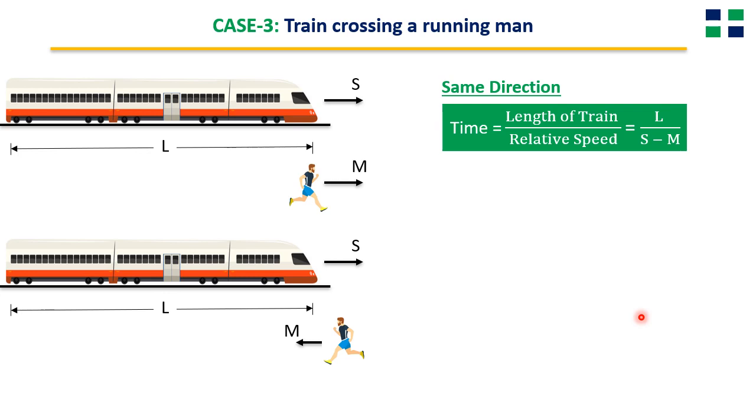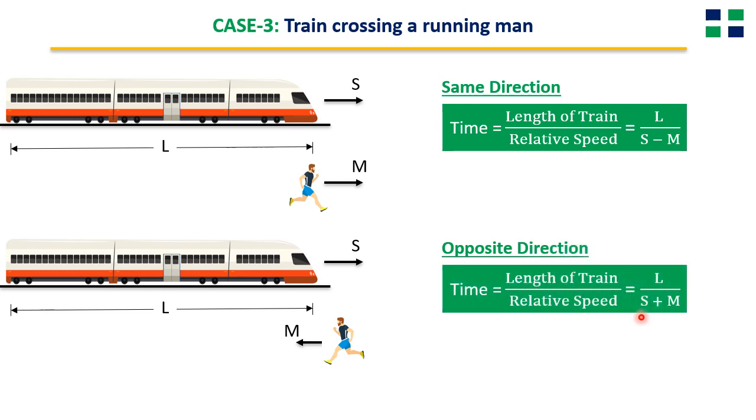Suppose the man is running in the opposite direction, then how much time the train will take to cross this man? Obviously it will be a lesser duration compared to the same direction. The time taken is equal to again length of the train divided by relative speed. Here the relative speed will be addition of their speed as they are going in opposite direction. So here the denominator is S plus m, so time required will be obviously less than the upper case.